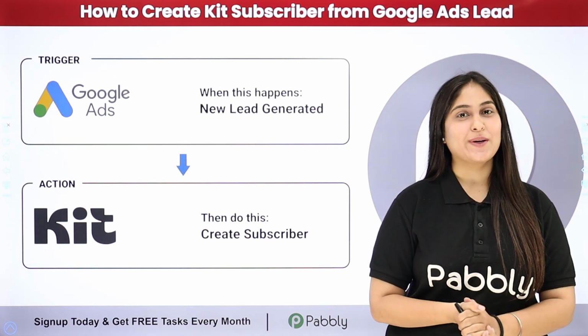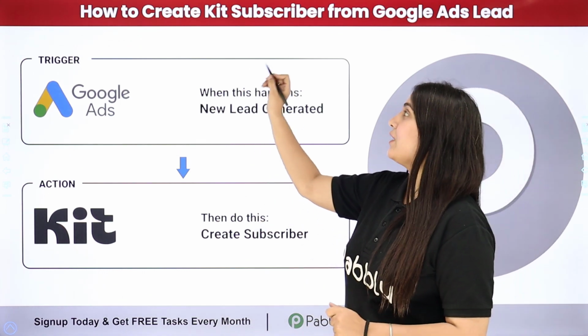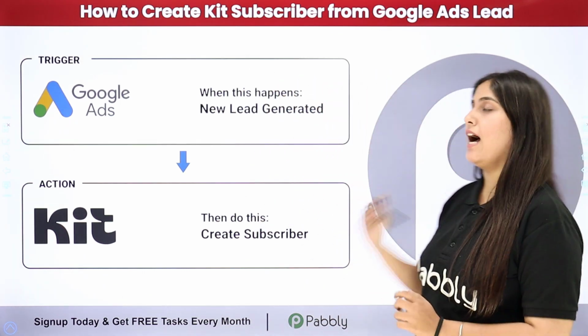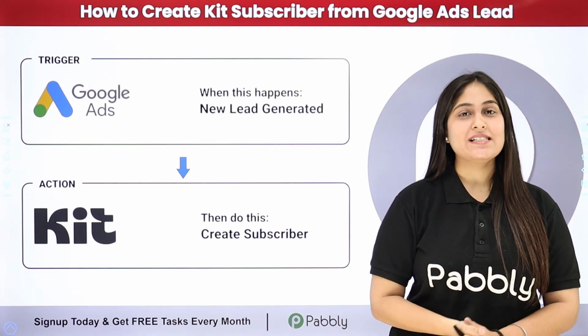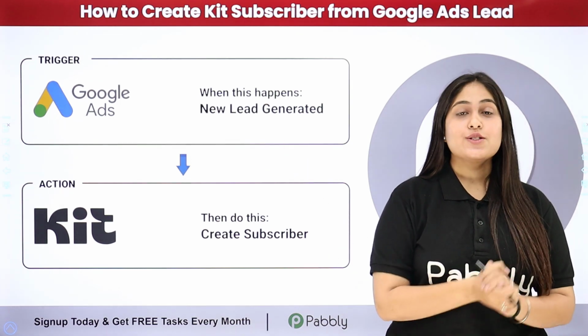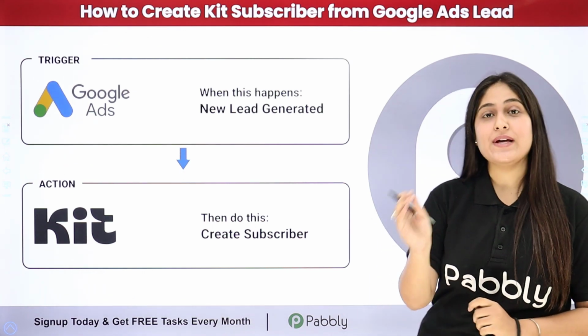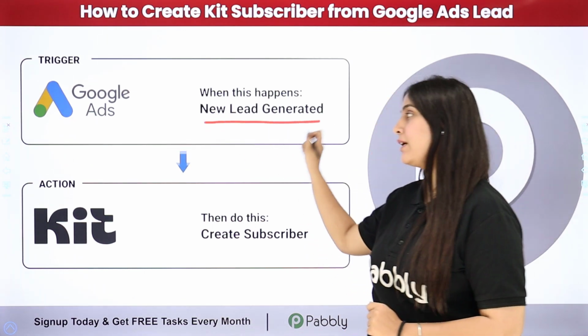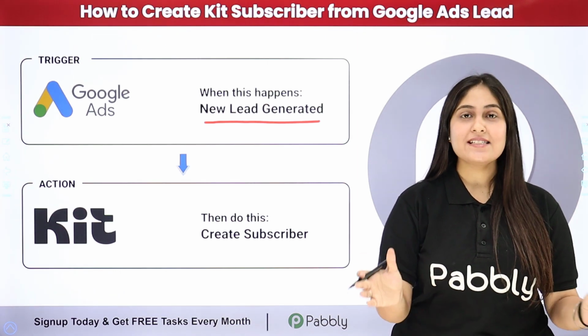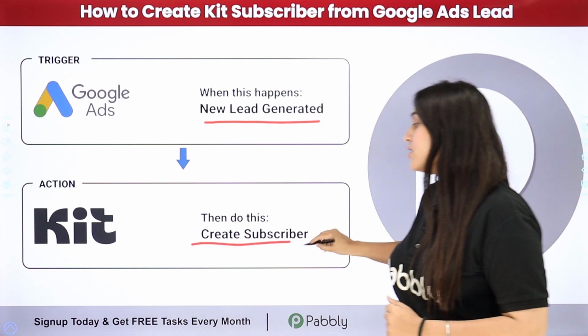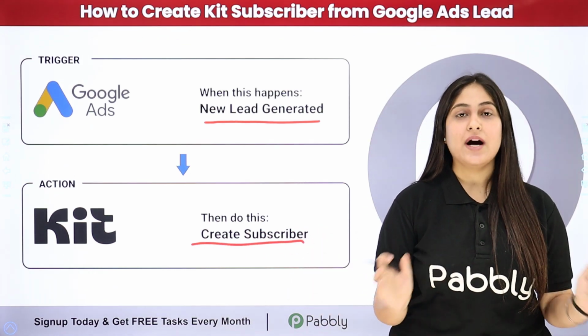So in this video we are going to understand how to create Kit subscriber from Google Ads lead. I run an online business and to promote my business I'm running some Google Ads. In this case, I want that whenever I receive a new lead through my Google Ads, I automatically add that lead as a subscriber in my Kit account so that I can store the lead details at one place.